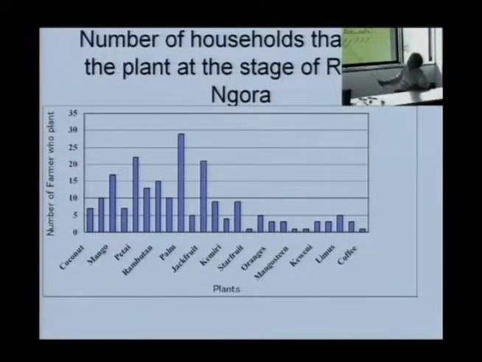What kind of trees are found? Coconut. This is also not many. Not all. But anyway, we can see the variation. Coconut, mango, pete, rambutan, palm, jackfruits, kumiri, star fruits, orange, mangosteen, kuweni, limus, coffee. This is only an example; Excel cannot show every item.